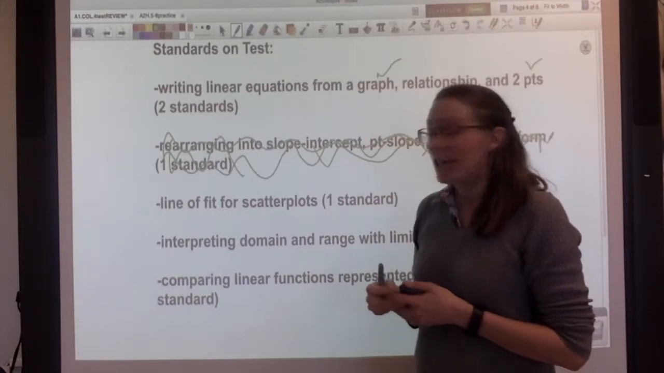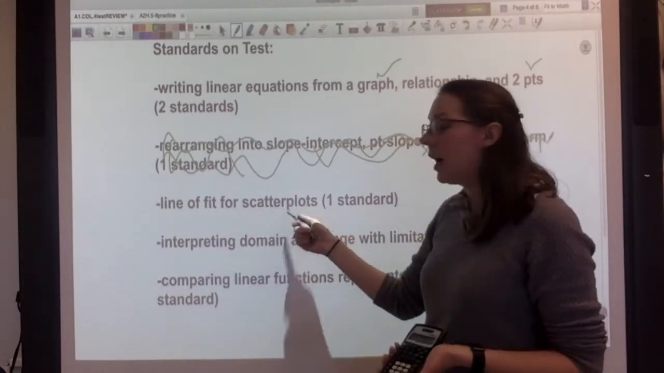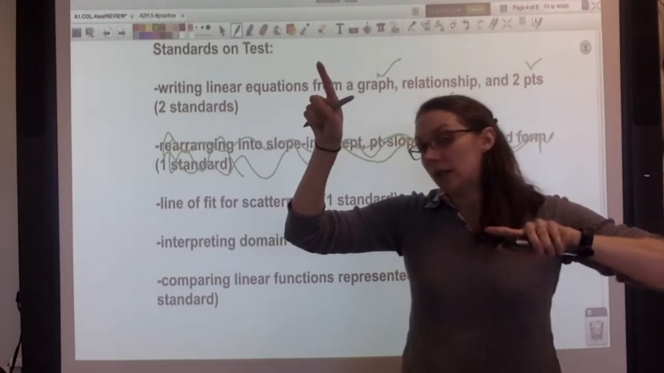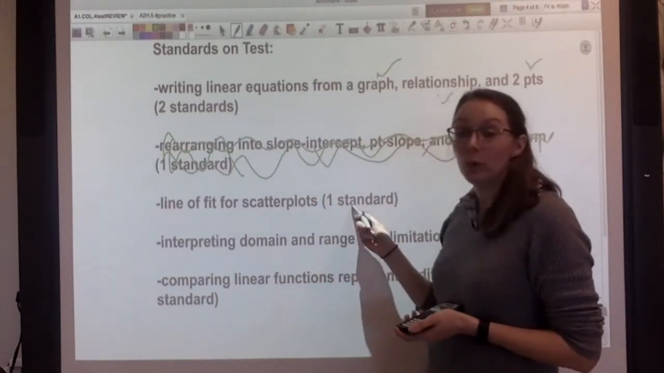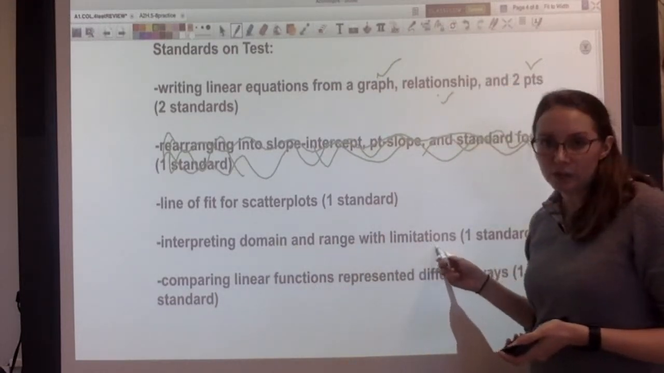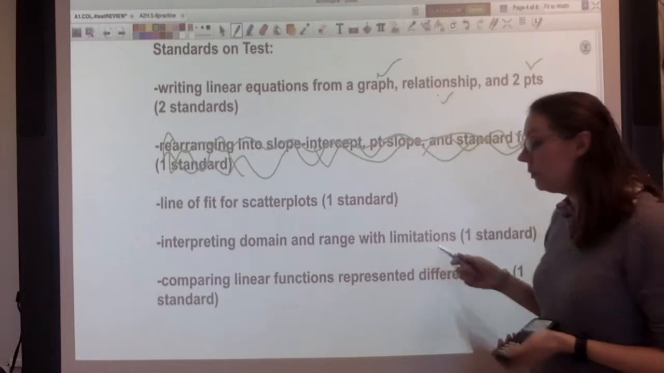Okay. Next, you have line of fit for scatter plots, where you make your little scatter plot. You pick 2 dots that model the data well. Okay. That is its own standard. Interpreting domain and range with limitations and set builder notation, that's what we just talked about. That will be on there.